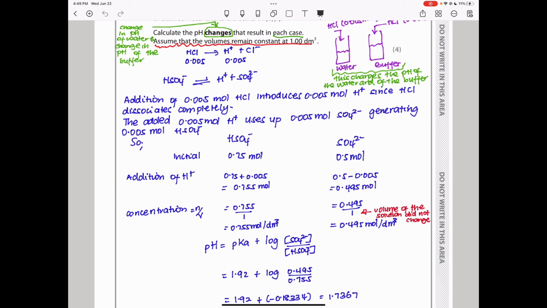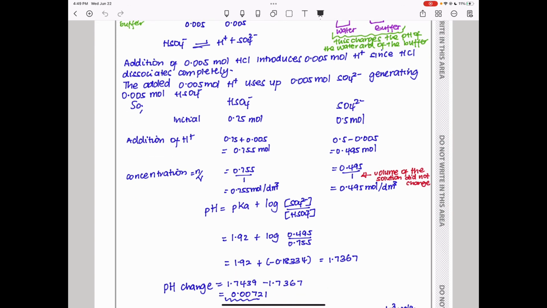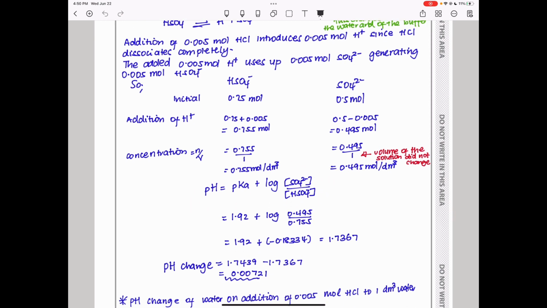Now that we have this, remember this is just number of moles. However, in finding the pH, when we use the buffer, we need concentration. Since they have told us that the volume has remained the same, it means concentration is going to be number of moles divided by 1 decimeter cube, which gives us that as the concentration, and number of moles divided by that, which gives us that as the concentration. Now that we know the new concentrations, we can just substitute them into our pH equation.